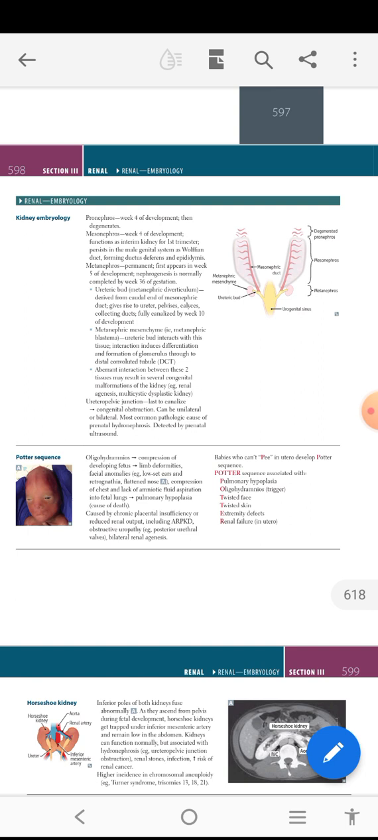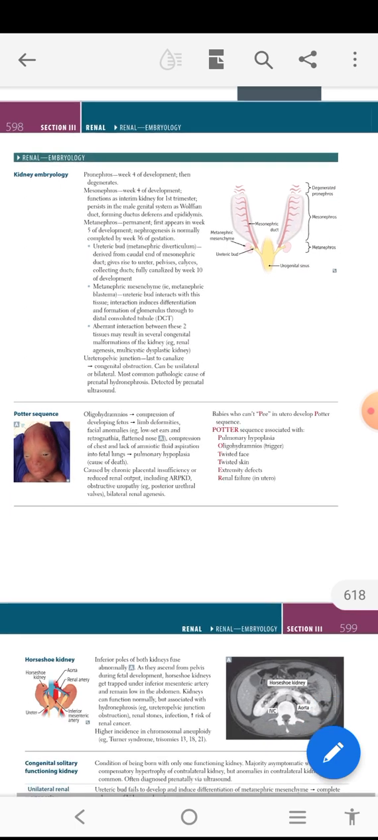So now the Potter sequence, it is basically oligohydramnios, which is causing the compression of the developing fetus, and it is leading to the limb deformities, facial anomalies, which are low ears, retrognathia, and a flattened nose. Compression of the chest and the lack of amniotic fluid aspiration into the fetal lungs lead to the pulmonary hypoplasia, and it is causing the death. Now, it is usually caused by the chronic placental insufficiency or reduced renal output, including the autosomal recessive polycystic kidney disease, obstructive uropathy, which is the posterior urethral valves, and bilateral renal agenesis.